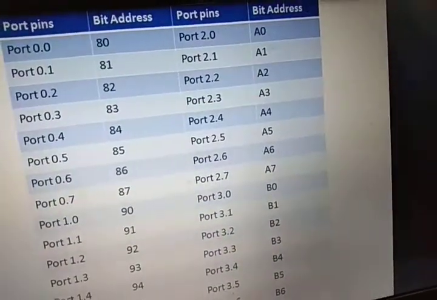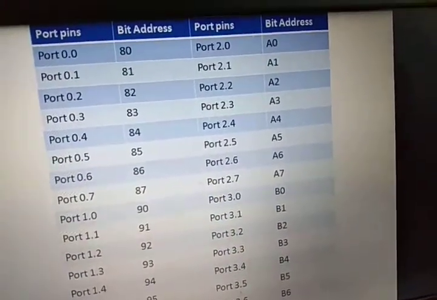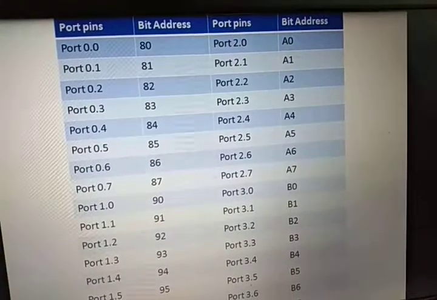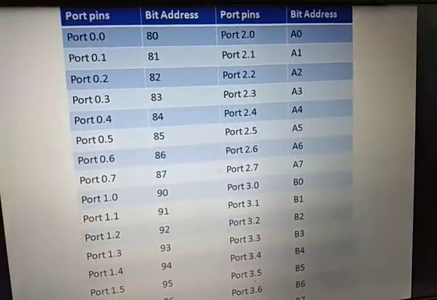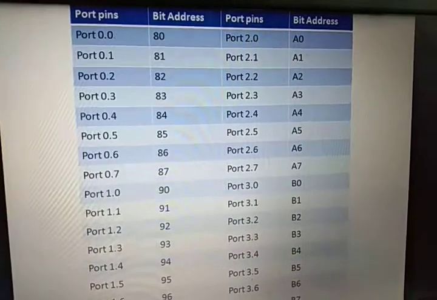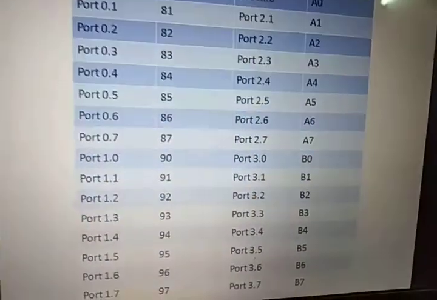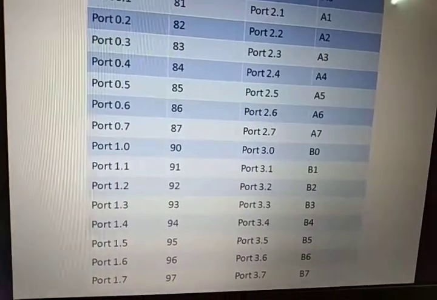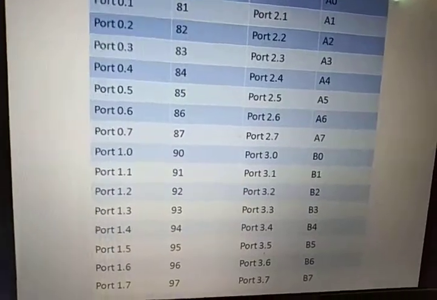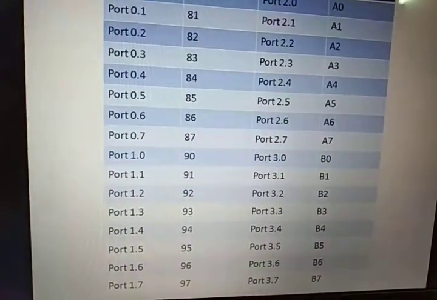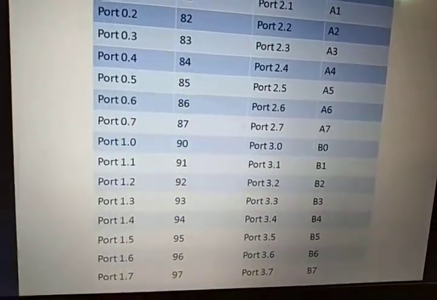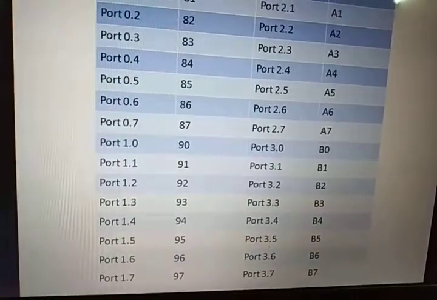For port 2, the byte address is A0, and the port 2.0 pin address is A0, port 2.1 pin address is A1, and so on. Port 2.7 pin address is A7. Similarly, port 3, the byte address is B0, and the 8 pins from P3.0 to P3.7 have the addresses from B0 to B7.